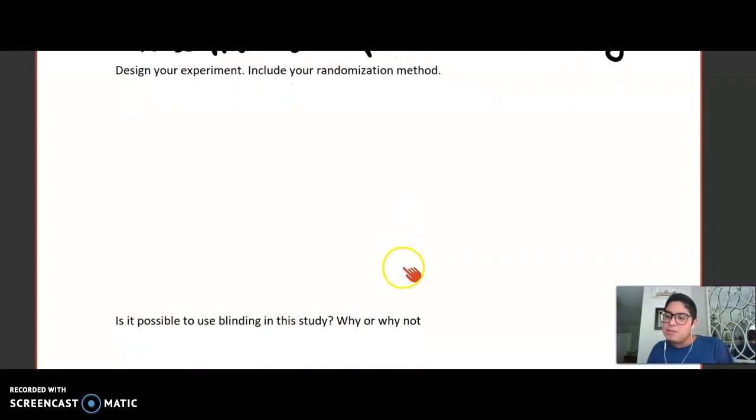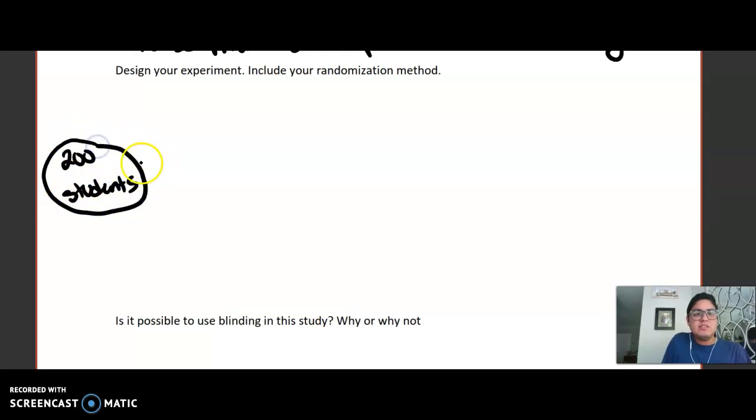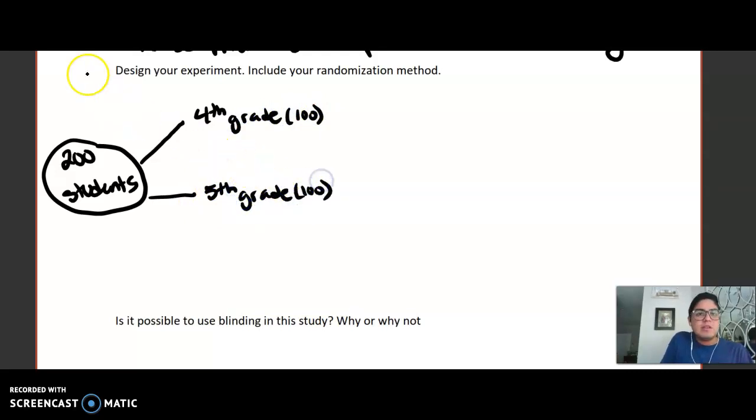So let's look at 40 plus 60 is 100, 44 plus 56 is 100. So it looks like here I've got 200 students. And then from my 200 students, my first group will be the 4th graders, which I know there's 100 of them. And then my second group will be 5th grade, which I know there's 100 of them. Now, notice I'm not randomly assigning the 200 students here. I know who's in 4th grade. I know who's in 5th grade. So my random won't take place there.